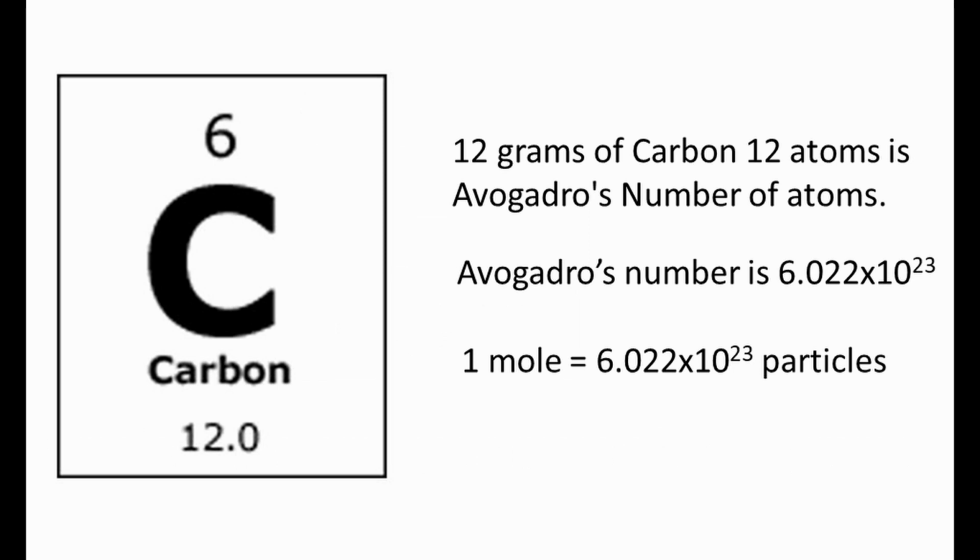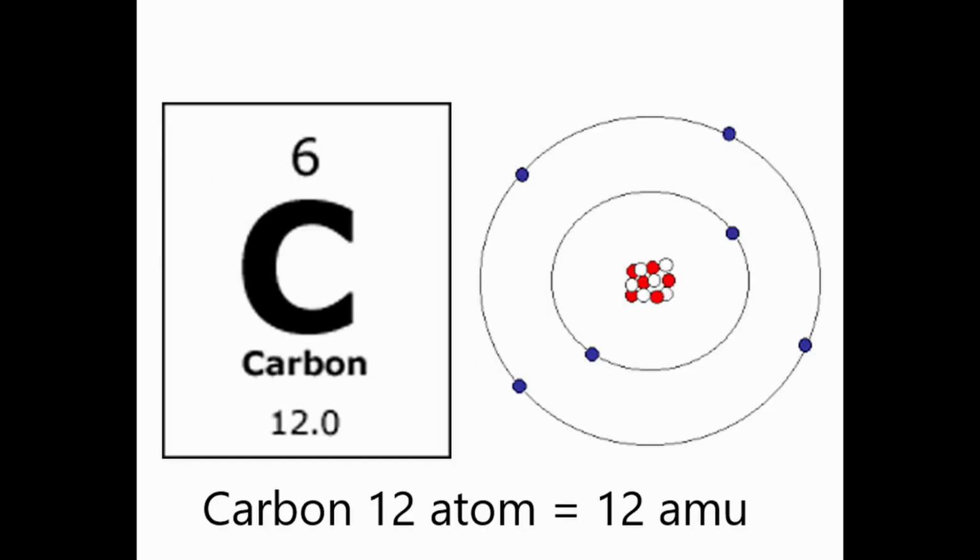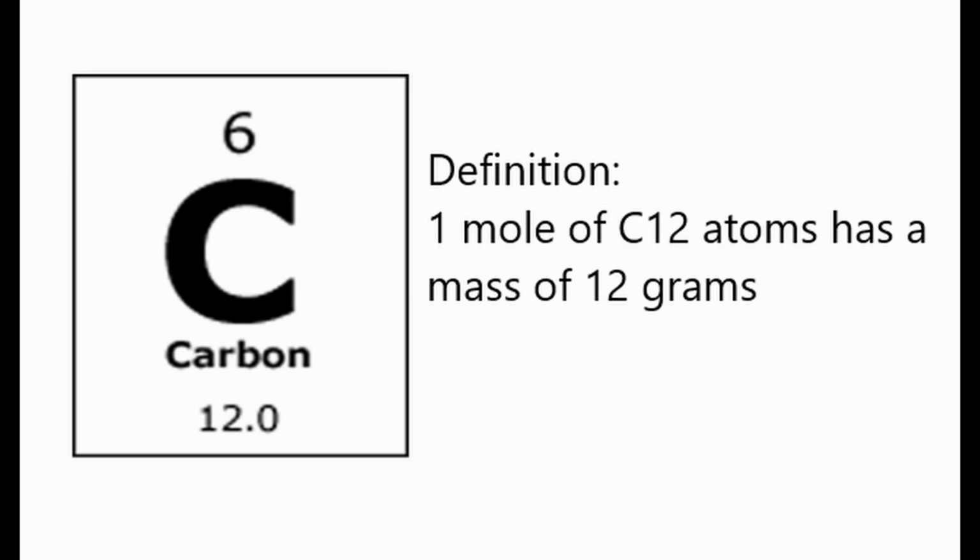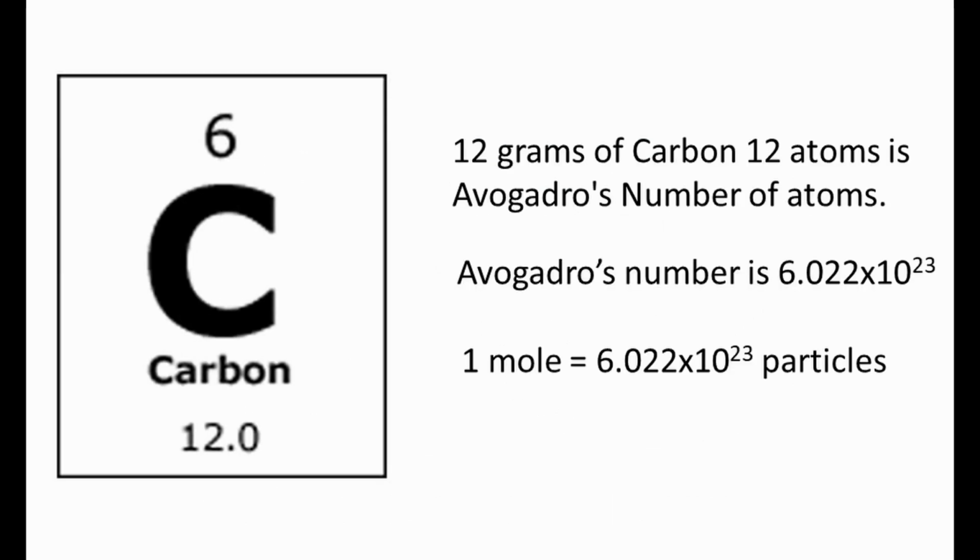A mole, Avogadro's number, and the AMU are based on the carbon-12 atom. The atomic mass of the carbon-12 atom is exactly 12 AMU. A mole of carbon-12 atoms has a mass of exactly 12 grams. By definition, 12 grams of carbon-12 atoms contains Avogadro's number of atoms. Avogadro's number has been determined from this definition to be 6.022 times 10 to the 23.